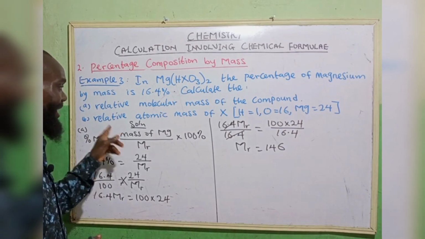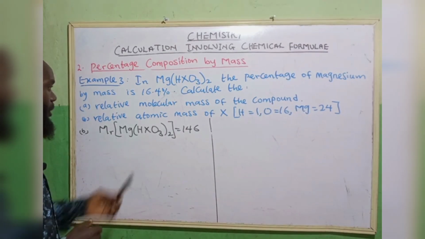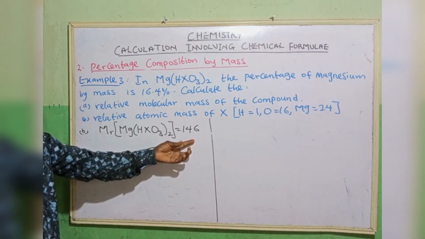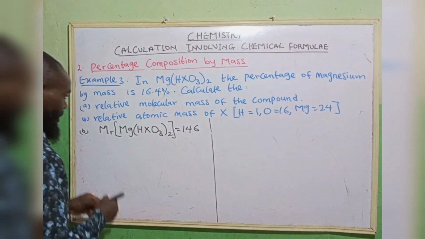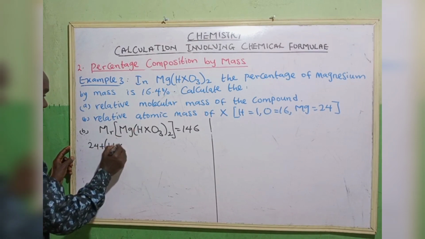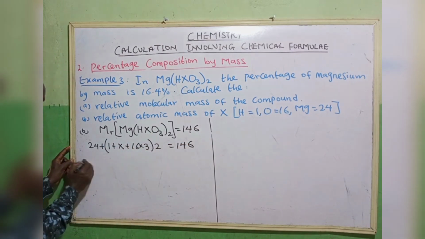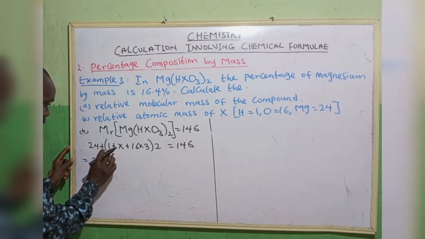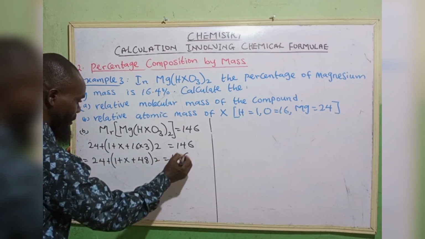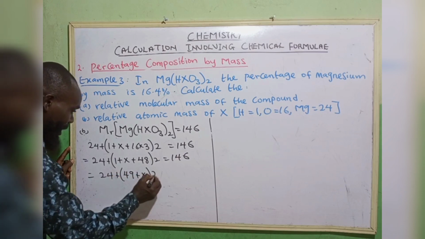The next question is to find the relative atomic mass of X. So we know our relative molecular mass of the compound now. Now, we want to calculate the atomic mass of X. And now we are able to use the relative molecular mass of this compound, 146. So since this one equals this, atomic mass of magnesium is 24, plus hydrogen is 1, plus X, plus oxygen is 16 multiplied by 3, bracket 2, equals 146. So we have 24 plus 1 plus X plus 16 times 3, 48, bracket 2, equals 146. 24 plus 48 plus 1, we have 49. 49 plus X, bracket 2, equals 146.